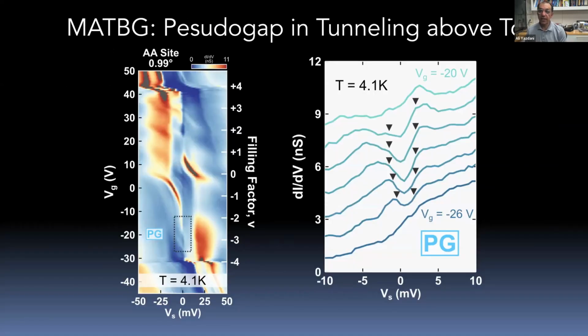Just focus on the panel on the right-hand side. This is done at 4 Kelvin, 4 times the TC. We still see a gap well above the TC of the sample in the gate range where superconductivity appears at low temperatures. So it has a pseudo gap behavior, which is another behavior that's very common with unconventional superconductors.